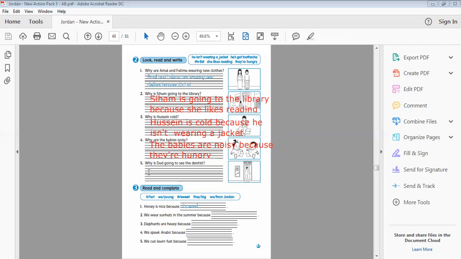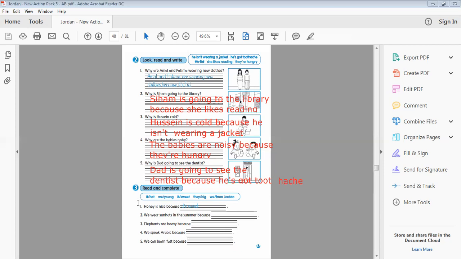Look at the picture. Dad is going to see the dentist because he's got toothache. Now, let's move to exercise three.